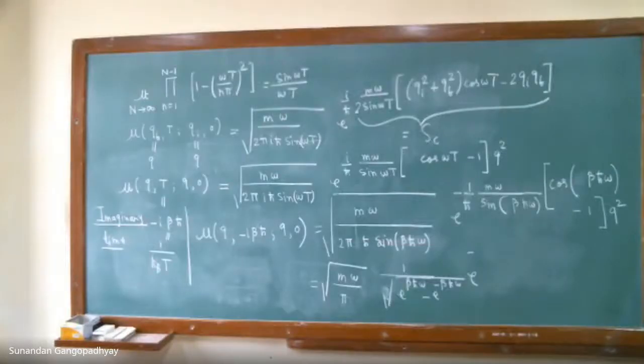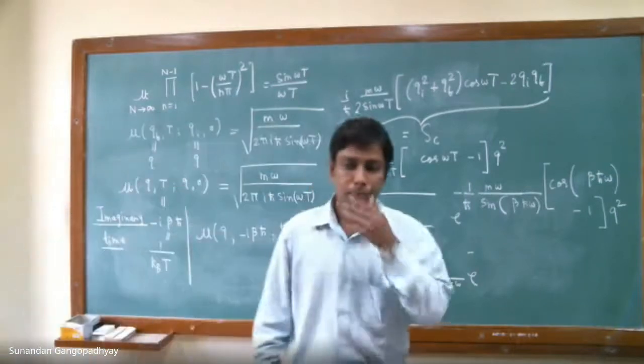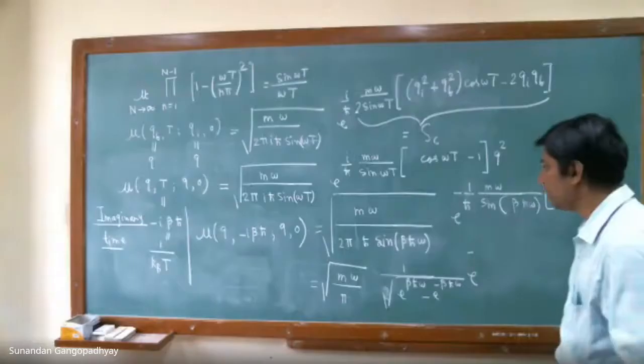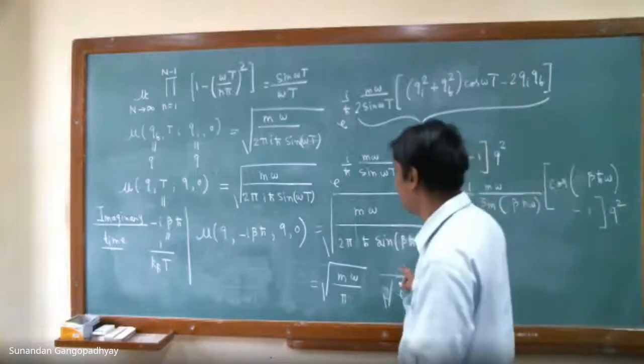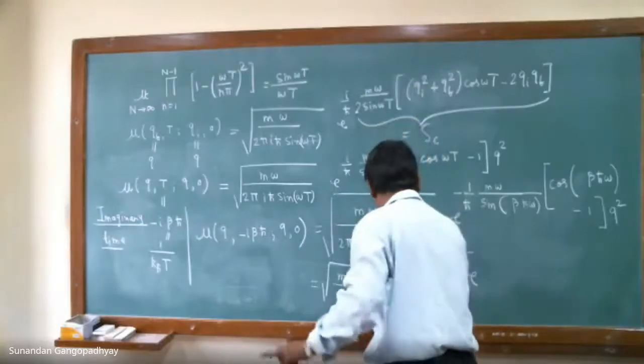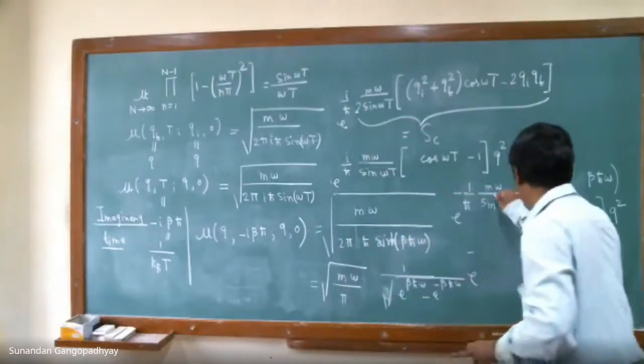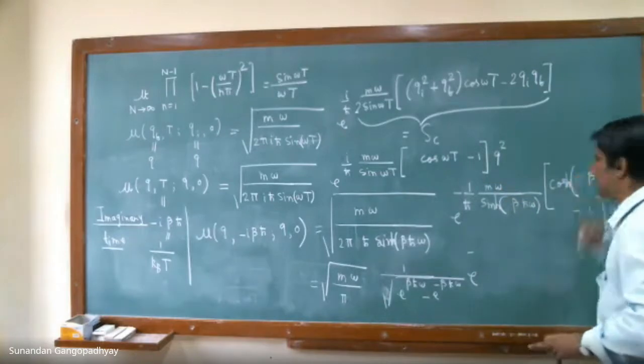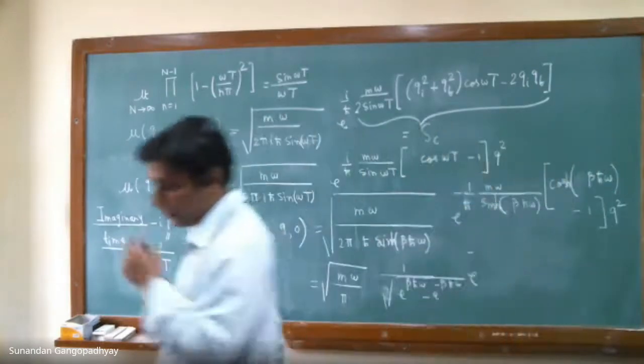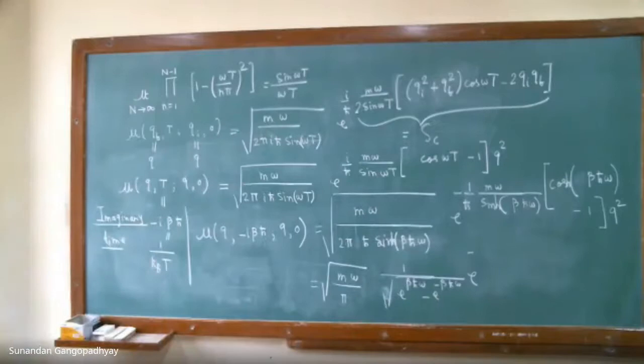Sir, I'm coming to you. Yes, please. That will be sine hyperbolic beta h cross omega that you have put. Which one? You are correct. Yes, there will be hyperbolic. This will be sine hyperbolic. Correct. Thank you. This will be sine hyperbolic. This will be cos hyperbolic. Thank you very much. You are absolutely correct.